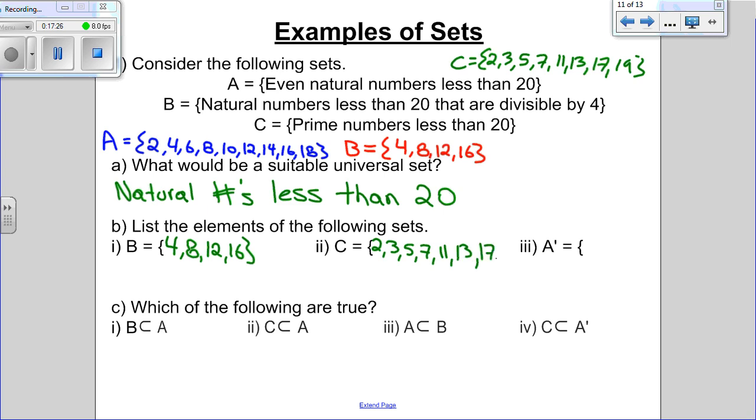Question 3, you're not going to quite have enough room to write it in, so we're going to have to write it down below. But what is that asking me? It says A prime equals. It's asking me what numbers aren't in A. So what numbers are in these 3 sets, but not in A?